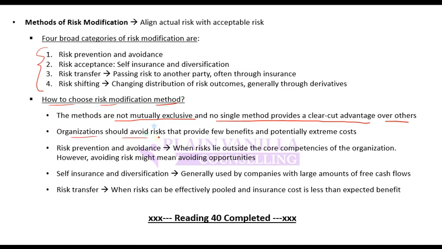Organizations should avoid risks that provide few benefits and potential extreme costs. So if you are making an investment, the benefits of that investment are few, but the costs are very extreme and high. Then generally what you should do is select the first method, that is, avoid risk or prevent risk. Why? Because the benefit is low and the costs are very high.